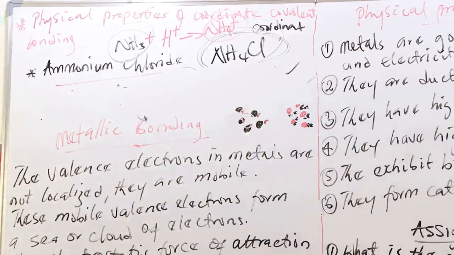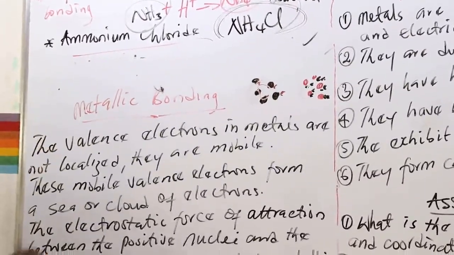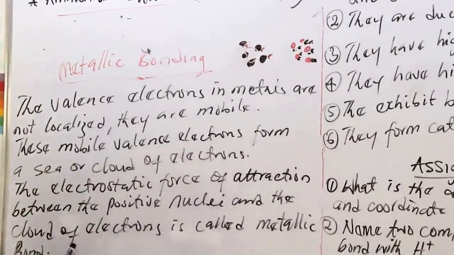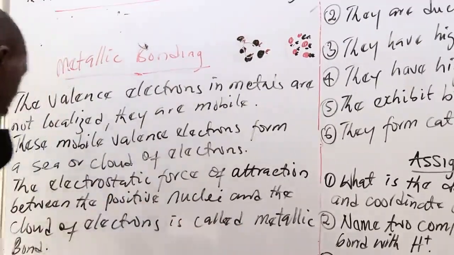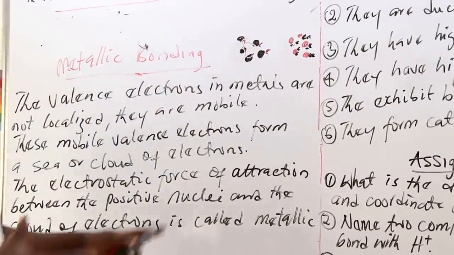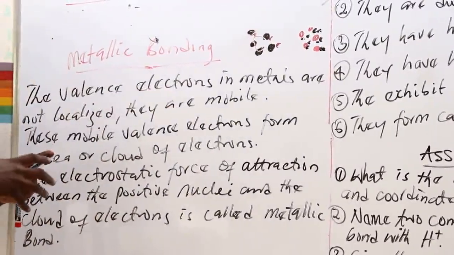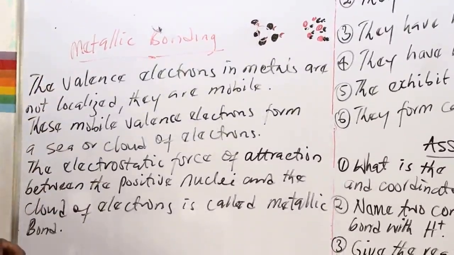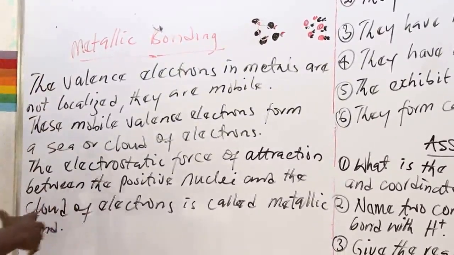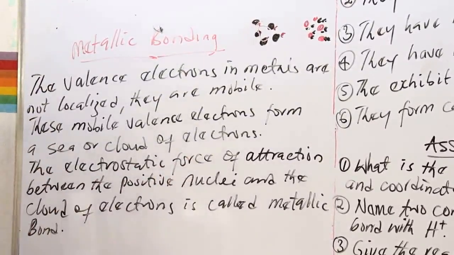That's why we say the electrostatic force of attraction between the positive nuclei, that means the nucleus that has a positive charge, and then the cloud of electrons, which is negatively charged, is called metallic bond. So metallic bond is the force of attraction between the cloud of electrons that are negatively charged and the positively charged nuclei of the metallic atoms. That is what is responsible for metallic bond.